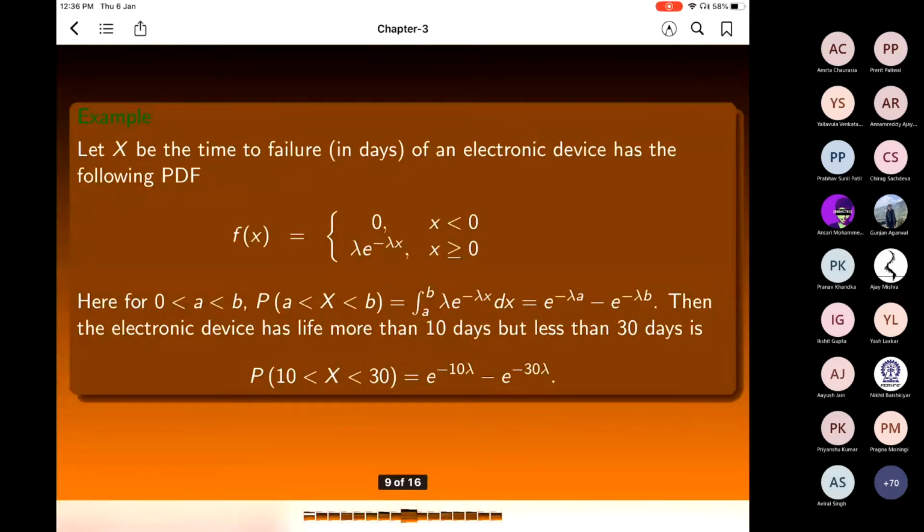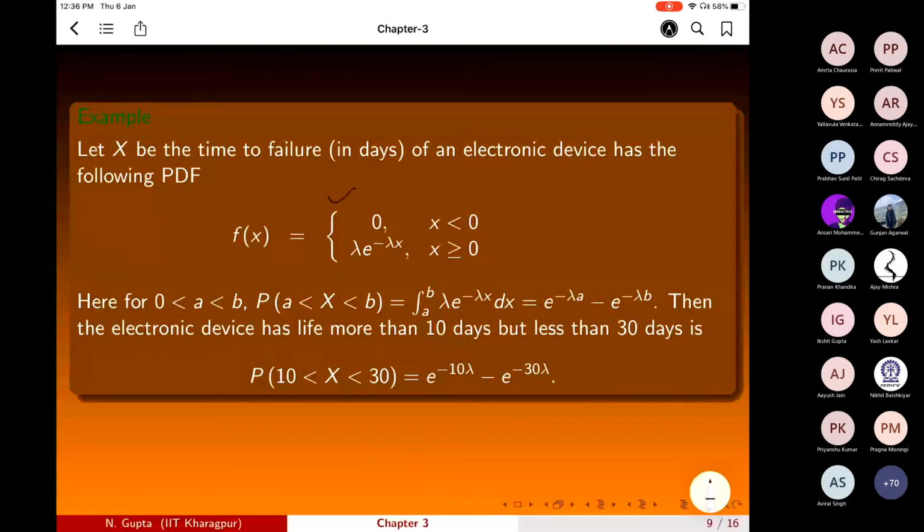So X is the time of failure of an electronic device that has the following PDF. Now find out the probability X is between a and b. So this is the integration from a to b, because a is greater than 0, of f(x) dx. Therefore this will be the integral from a to b of lambda e raised to power minus lambda x dx. That is this answer. Then the electronic device lasts more than 10 days but less than 30 days: the probability X is greater than 10 and less than 30, which is e raised to power minus 10 lambda minus e raised to power minus 30 lambda.